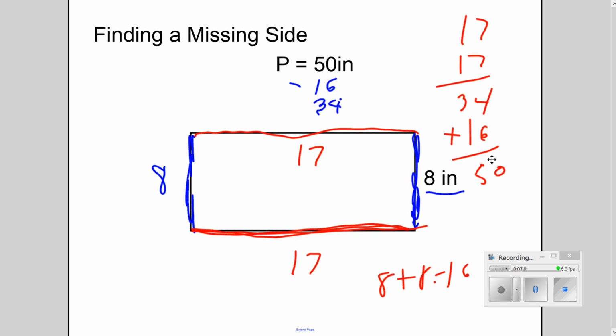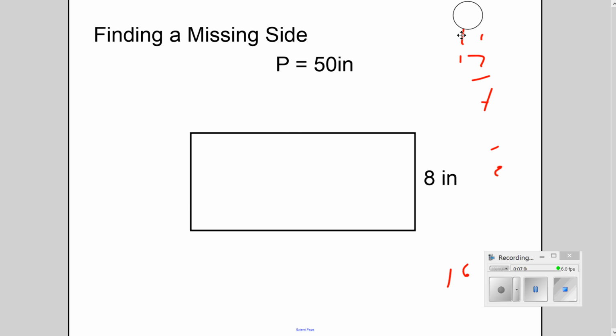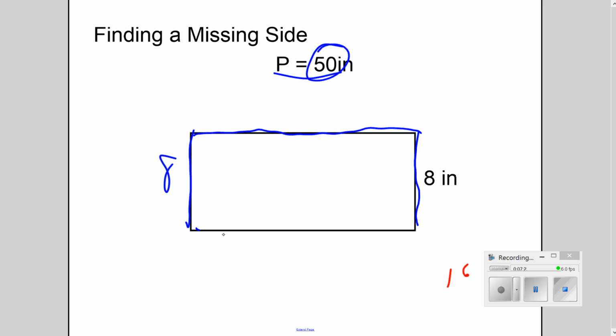Okay, so again, just to recap that really quickly, if we know that the distance all the way around is 50, we know this side is 8 and this side is 8, we have to subtract that 16 from the 50, and then whatever's left, divide by 2 to find out what each of those sides are. And those are pretty much all the types of problems you're going to see for now in terms of perimeter.